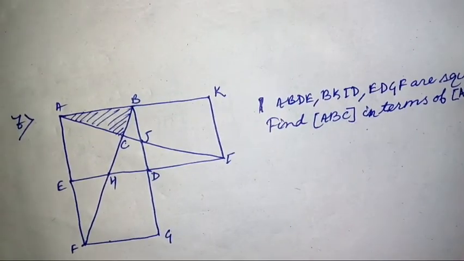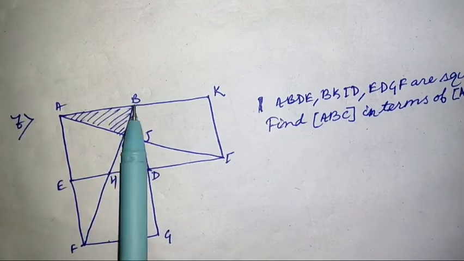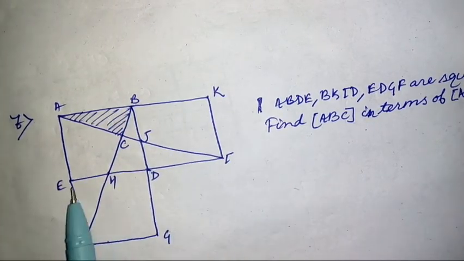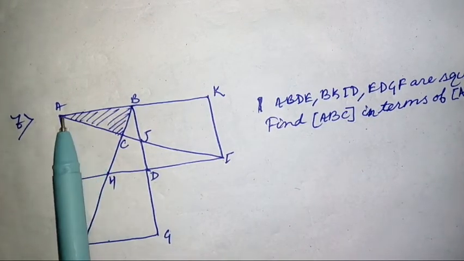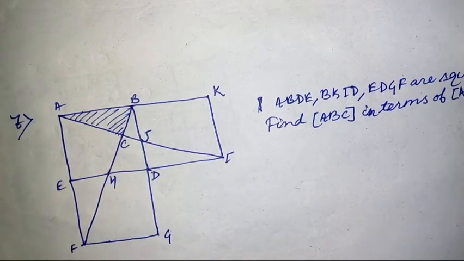Now let's look at one more very interesting question. We have 3 squares placed side by side. Obviously all of them will have the same side length, this point is joined with this point is joined with this, and we get a triangular region like this. We have to calculate the area of this triangular region in terms of any one of the squares. All of the squares will obviously have the same area.